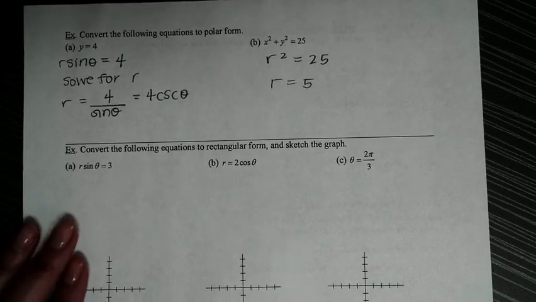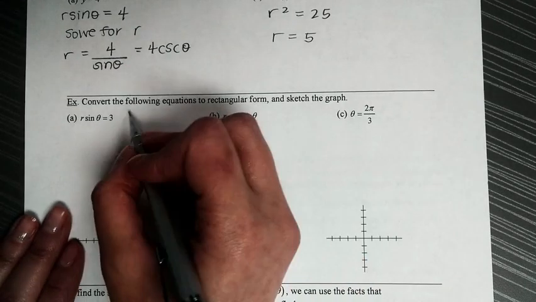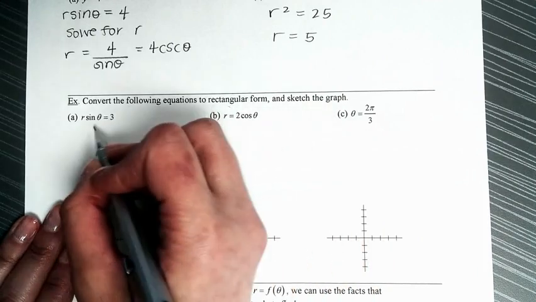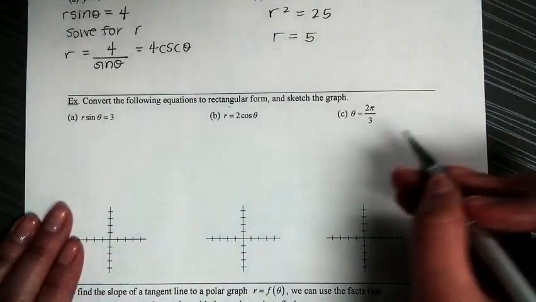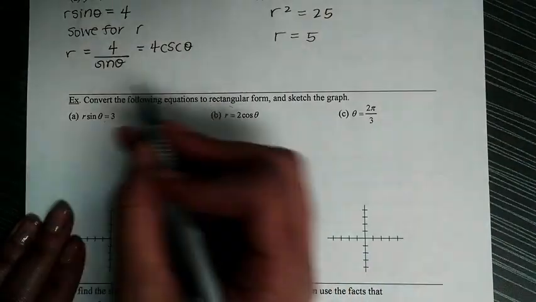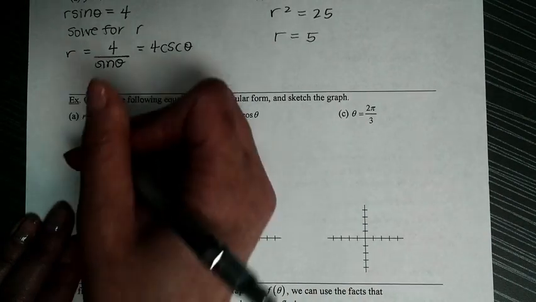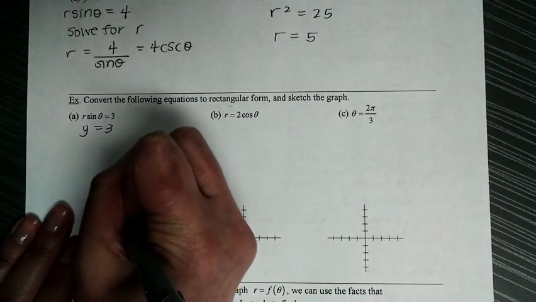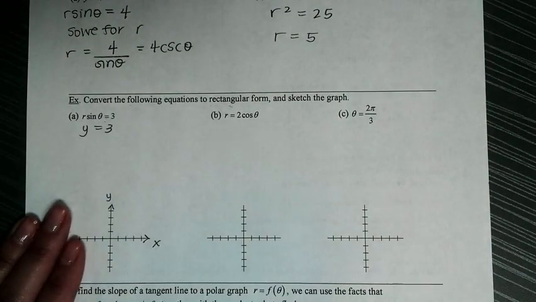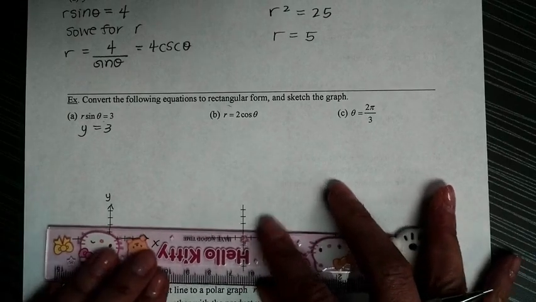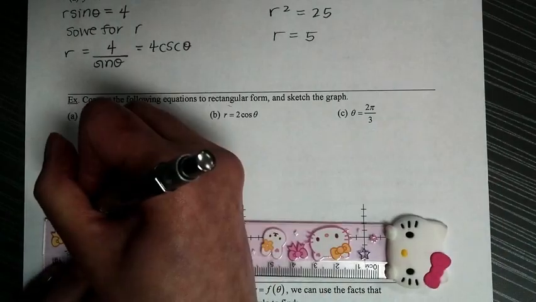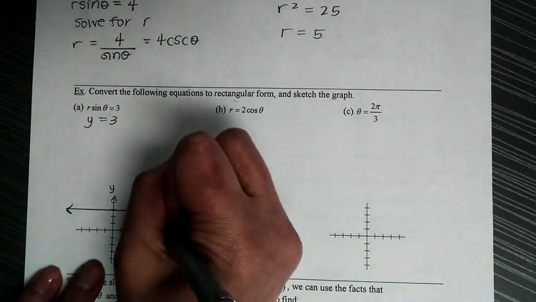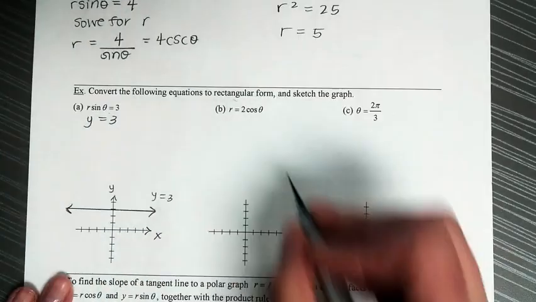Cool? Okay, so the next one that we have over here, you need to convert the following equations to rectangular form, okay? So they are giving you something in polar form and they want you to do rectangular form. So this one, you see r sine theta, and this gives you y, so y equals 3, which is a pretty user-friendly equation, okay? So you know that it's a horizontal line at 3. So you have that that's going to be your equation, y equals 3, and that's pretty much it.